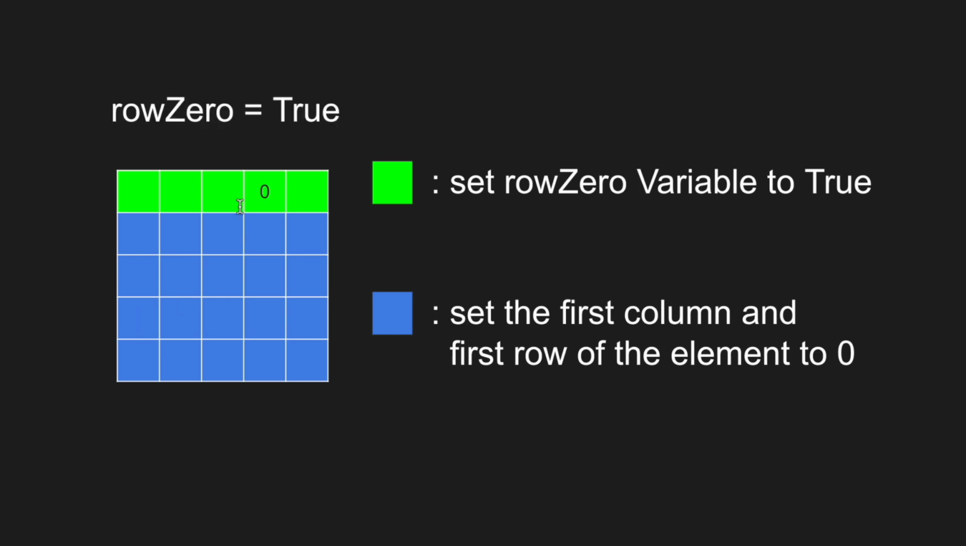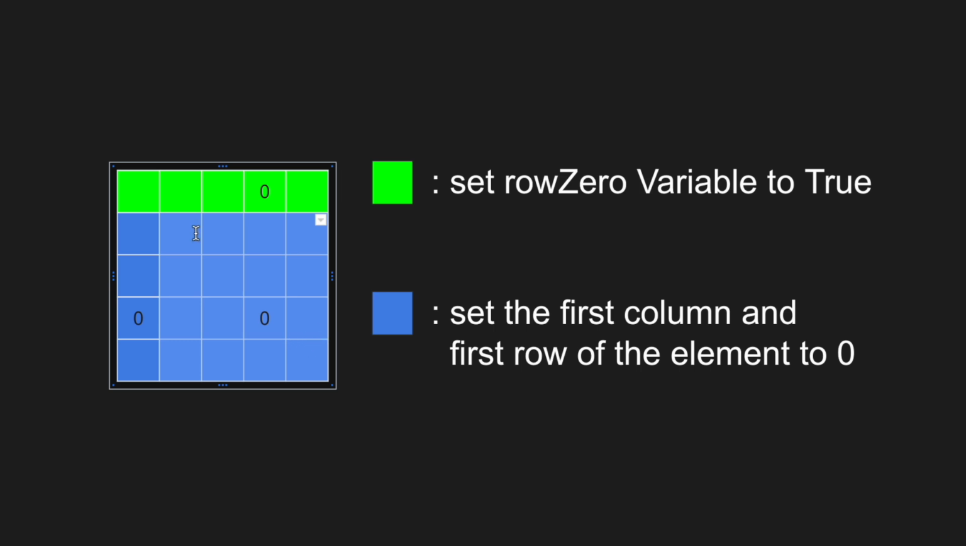And if it is in the green section, we will just set this row 0 variable to true. We cannot set this to 0 because it may screw it up later as we go through it the second time around. So after setting the zeros, the second time around, we will first check this area. If any of these have their first element equal to 0, then we will set them to 0. So for here, we will set this to 0, this to 0, this to 0, this to 0, this to 0, and this to 0.